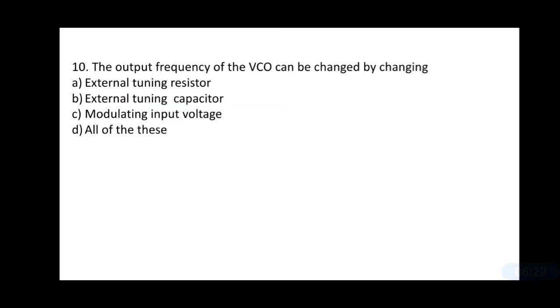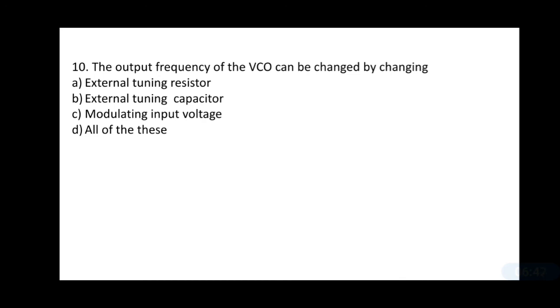Last question. The output frequency of the VCO can be changed by changing? Option A, external tuning resistor. Option B, external tuning capacitor. Option C, modulating input voltage. Option D, all of these.